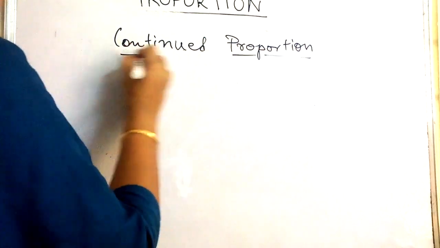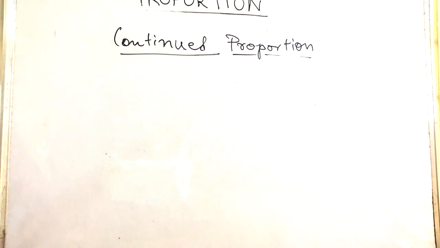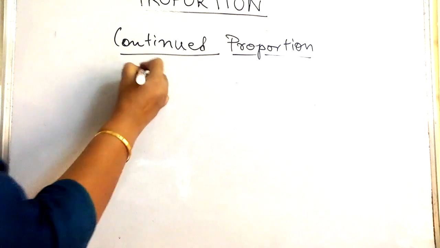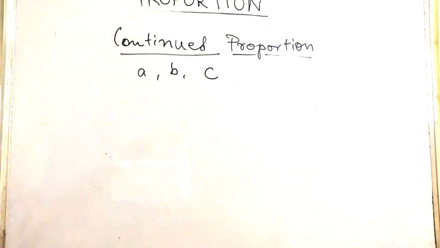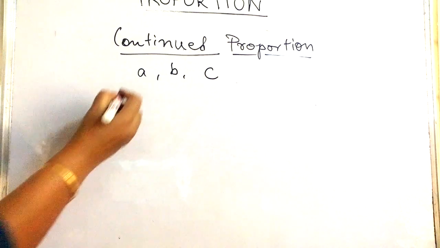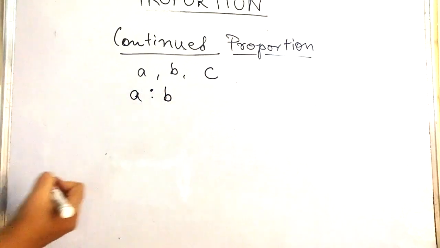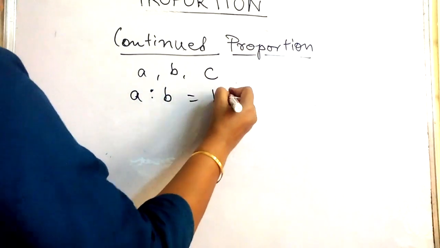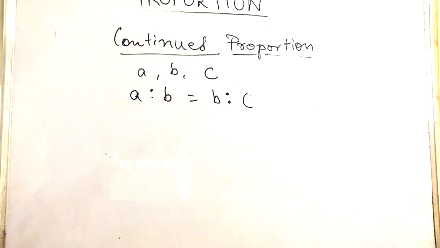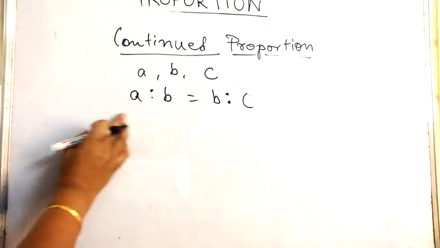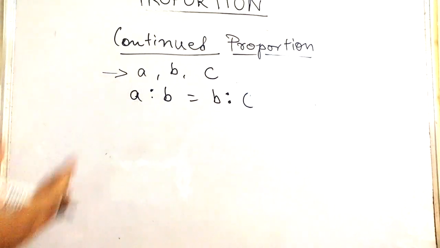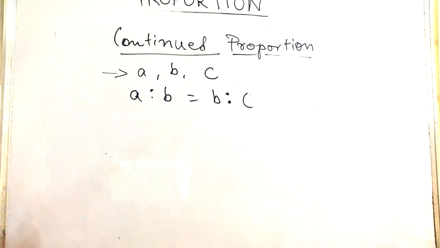These are some of the continued proportions. Now this is one term which keeps coming in this chapter. What is it? If I have A, B and C, and they are all in the same units, then we can apply continued proportion, which is A is to B equal to B is to C. If A is to B is equal to B is to C, then these three numbers are said to be in continued proportion.